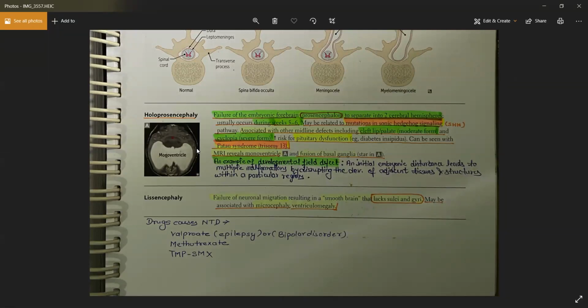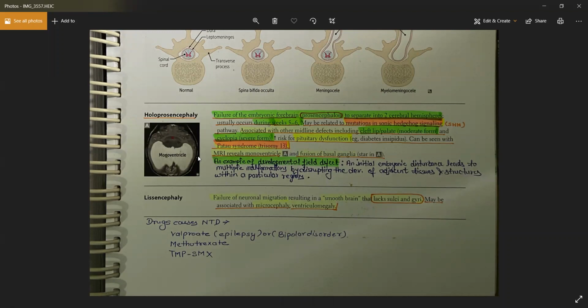On the MRI you will see a monoventricle. Normally you have two separated ventricles, one on each side. In this condition you will have a monoventricle, and that would be seen in the holoprosencephaly.